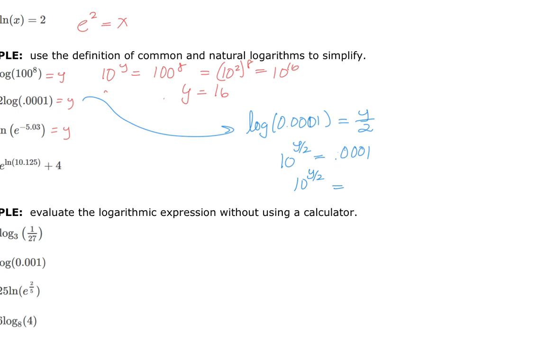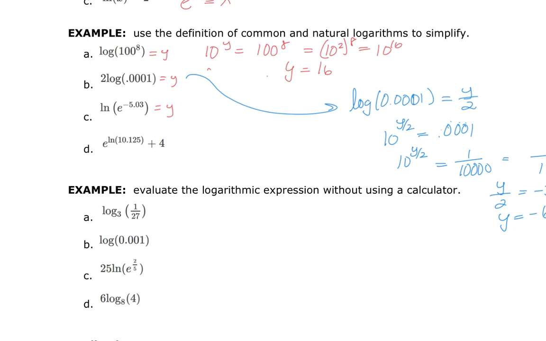But 10 to the y divided by 2, 0.0001 is 1 divided by 10,000? Let me see. Yes, because it's tens, hundreds, thousands, 10,000s. But this is just 1 divided by 10 to the 3rd, which is just 10 to the -3. So y divided by 2 is equal to -3, so y is equal to -6. Rules of exponents. That's all I'm doing at this point.